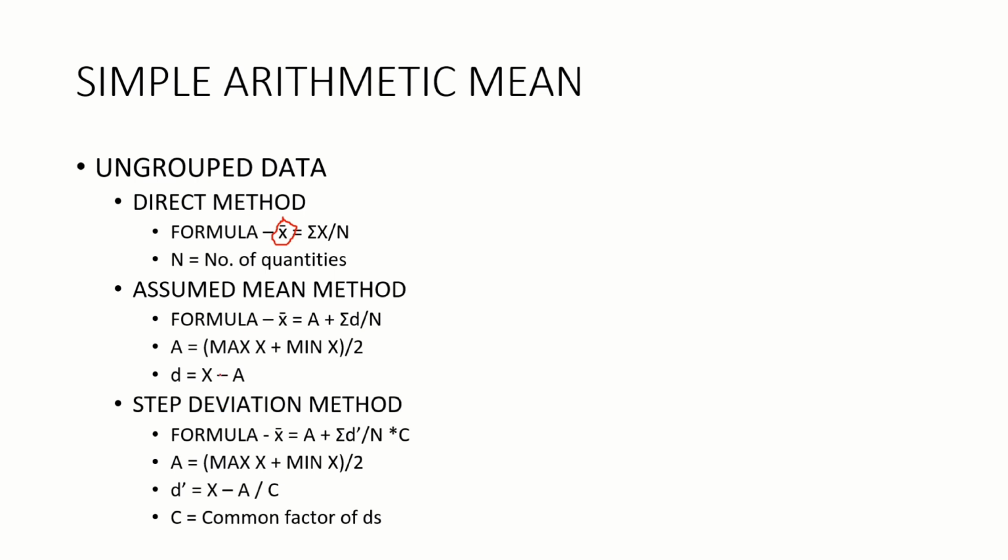Well, in the step deviation method, the arithmetic mean equals the assumed mean plus. Now, the assumed mean is the same: the maximum value plus the minimum value divided by 2. So, arithmetic mean equals the assumed mean plus the sum of all deviations apostrophe. Now, deviations apostrophe. Well, first, what is deviation? It's x minus a, right?